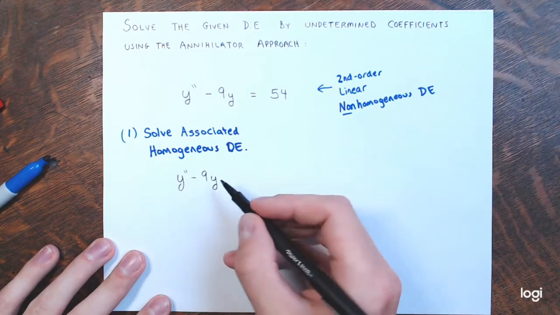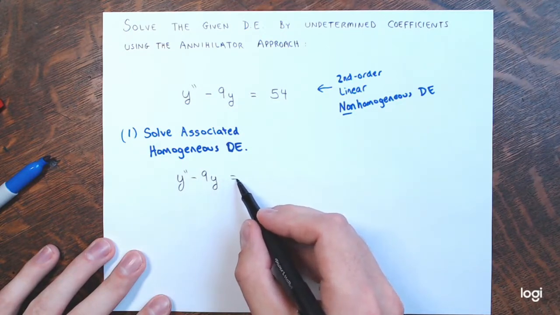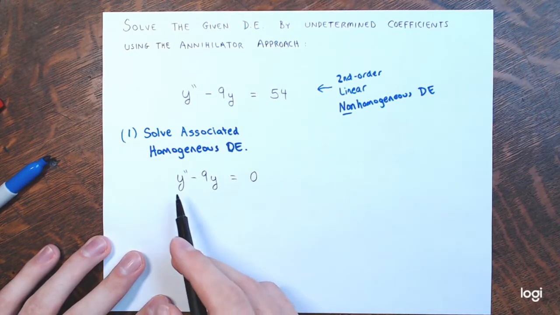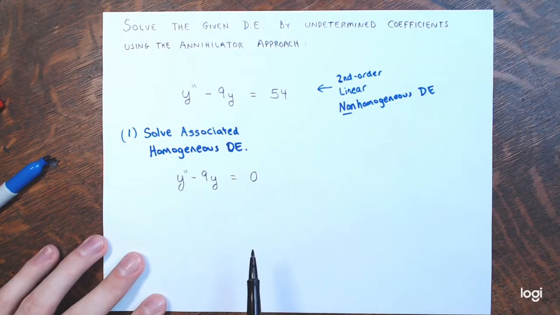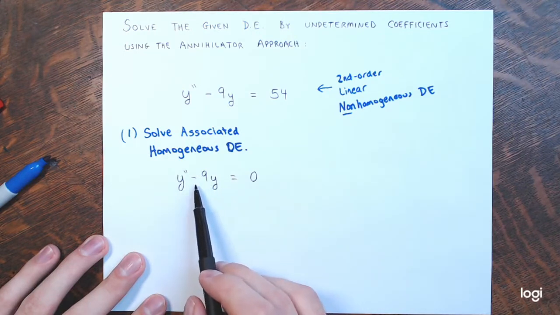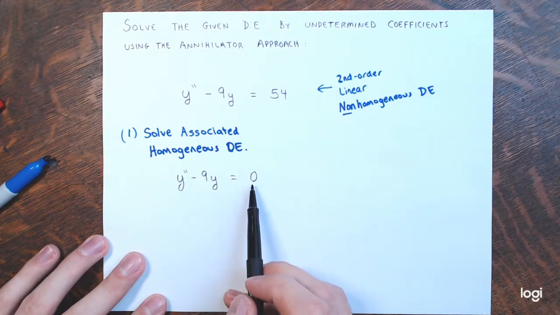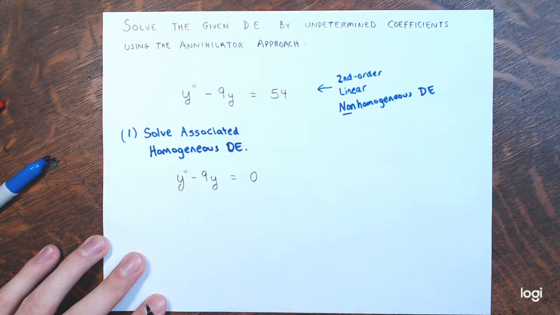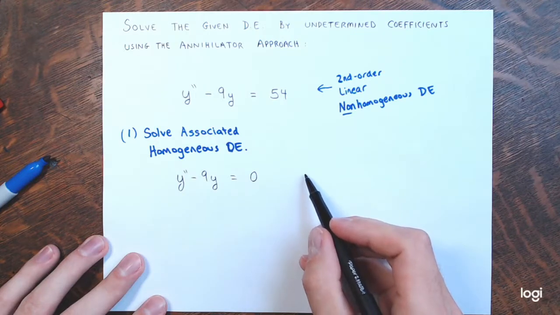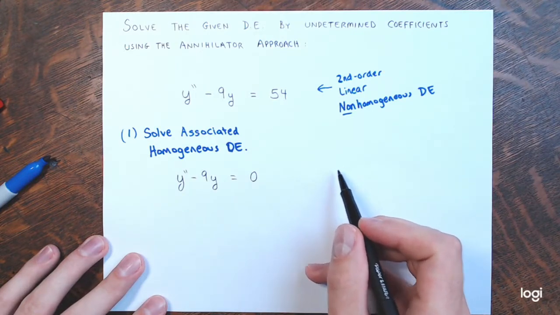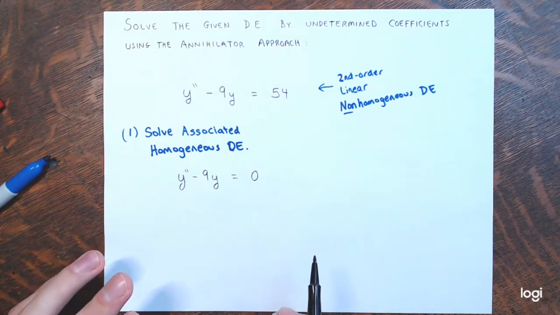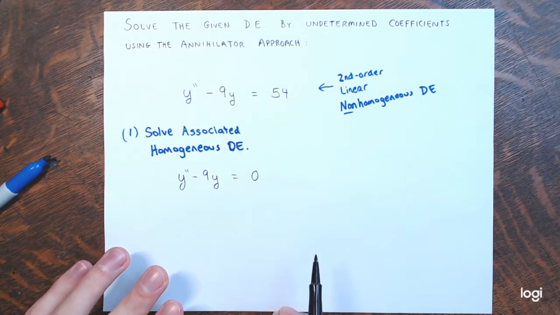So y double prime minus 9y equals 0. Now you've done this hopefully before, or you've seen videos where I've done something like this. This is a second order linear homogeneous equation with constant coefficients. So I could do one of two things. I could let y equal e to the mx and find the auxiliary equation or characteristic equation, solve that and state my general solution.